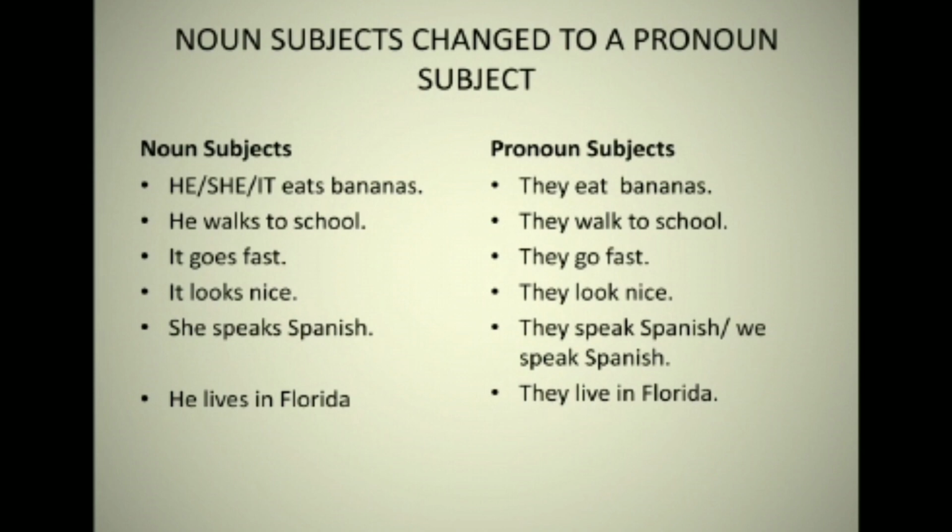This car goes fast can be rewritten as it goes fast. And these cars becomes they go fast. So here are all the other sentences with a noun subject changed to a pronoun subject. As you can see here, there are two things that I would like to point out. Notice that in the first sentence, I've said he, she, or it.